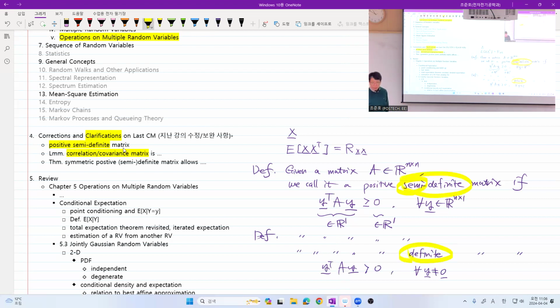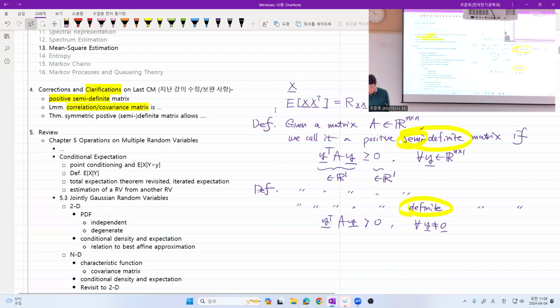So semi-definite and definite are a little bit different. Okay. Question: which one implies which one? Of course, if it is positive definite, it is also positive semi-definite. However, the converse is not always true, right? Okay, given that, here goes a very simple lemma.